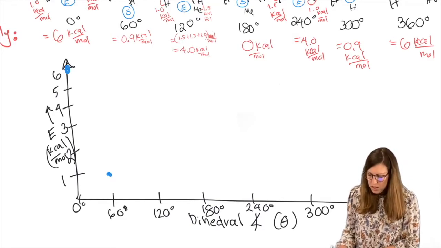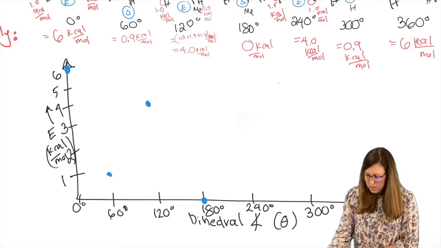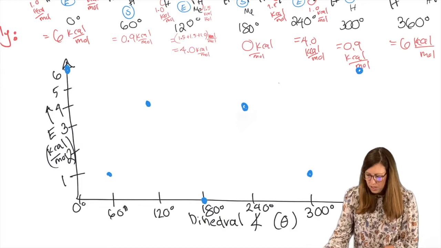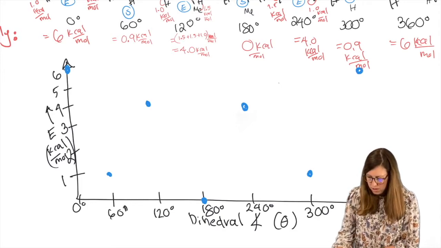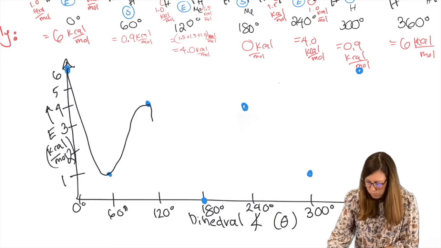At 120, we're at 4 kcals per mole. At 180, we're at 0. Nice, again. Now 240, remember, matched 120, so we're back here. Remember that 300 matched 60, so we're there. Remember that 0 matched 360, so we're way up here again. So let's connect those dots here, up. Whoops, got a little wild there. Do it again. Way down there, back up.